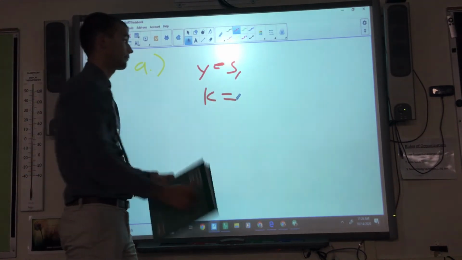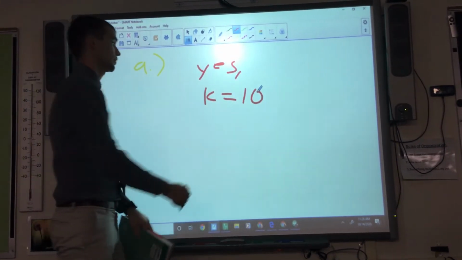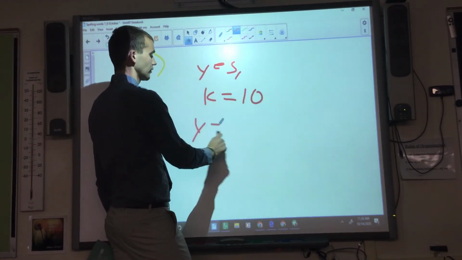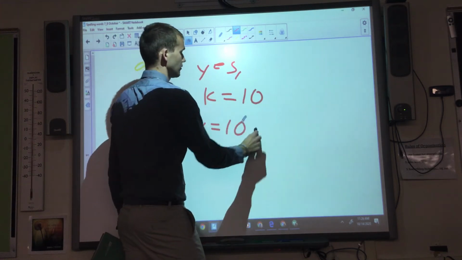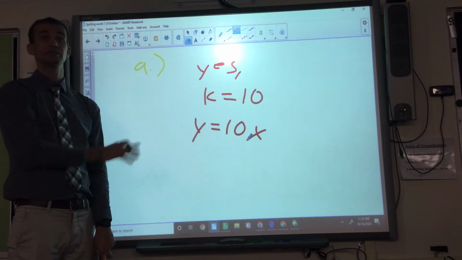10 over 1, or just 10. And then, write the direct proportion equation. The equation is what? y equals 10x. That's it. And it really is this simple with them.